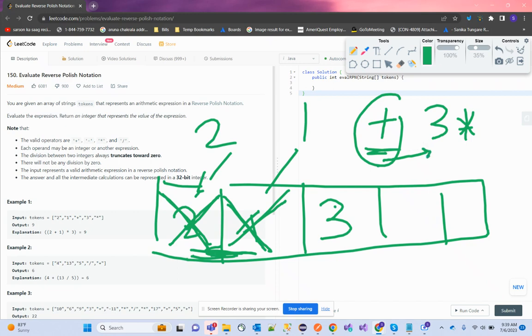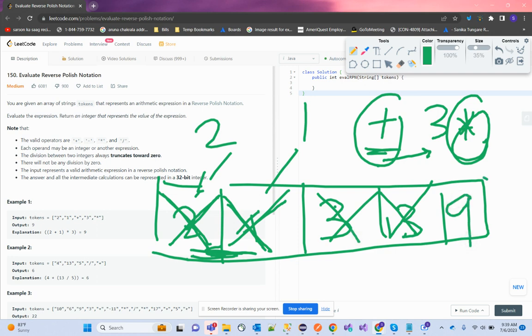Again, move ahead. I get 3. I'm going to put it in my stack. Once I get a valid expression, multiplication, I'm going to pop 3 and 3 and multiply it. 3 threes are 9. So I get 9, and this is the answer which I'm going to return.